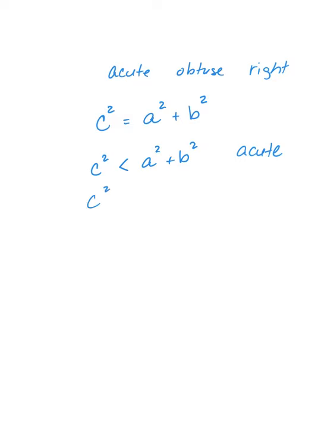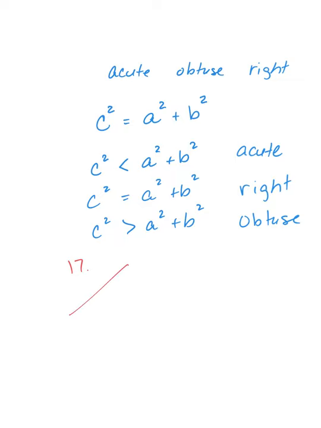When c squared is equal to a squared plus b squared, it's going to be right. And when c squared is greater than a squared plus b squared, that means it's bigger than that L. It opens up more. That's going to be obtuse. So let's find one here. Let's do number 17. And here's my triangle. And we don't know what it is. That's why they did not mark the right angle.